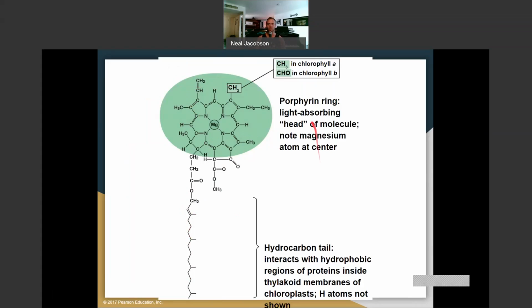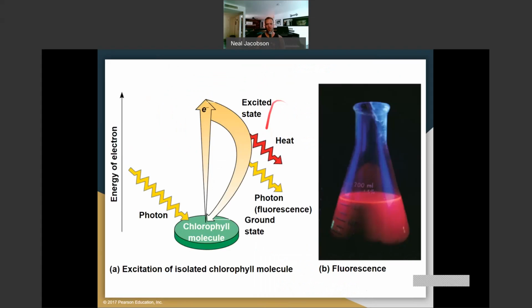This particular one is chlorophyll A pigment. And it's a CHO, an aldehyde, in chlorophyll B. That changes what wavelengths of light are absorbed by this solar panel up here. Okay, so anyway, something to think about.